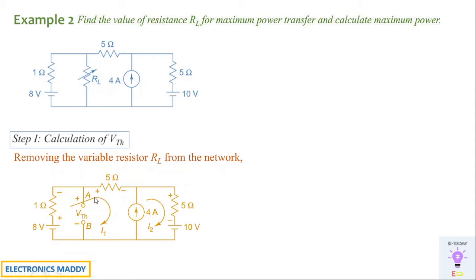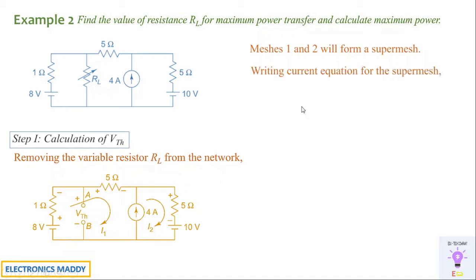With respect to super mesh, for the 4 amps, we'll be writing the mesh equation. So I2 minus I1 is equal to 4 amps. That is because I2 is in the same direction as the current that is given. So both are in the same direction, so I've written I2 minus I1. If this was in the downward direction, I would have written I1 minus I2 equal to 4. But in this case, it's in the opposite direction, so I've written this way.